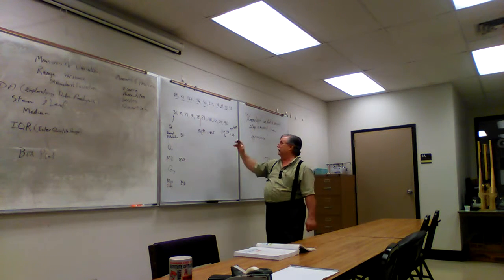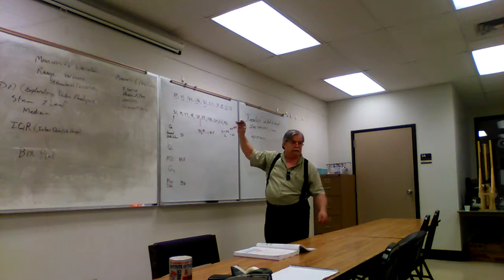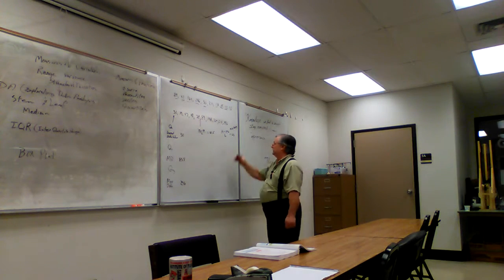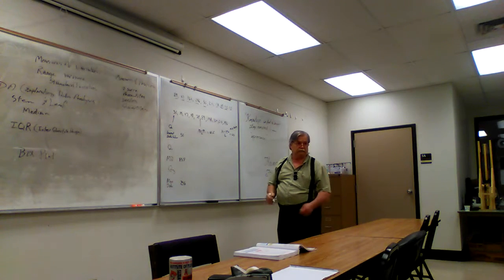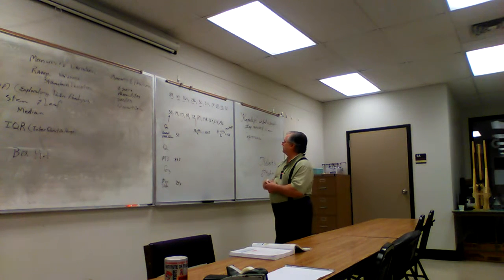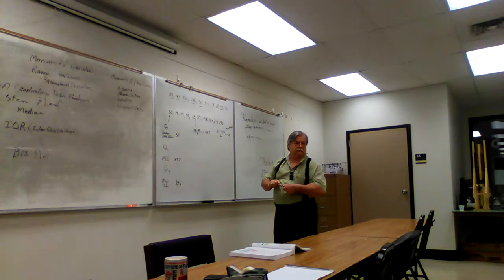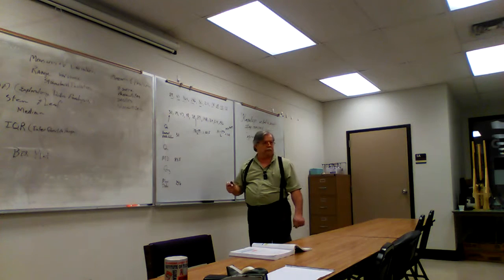Mid-range. Remember, the range is 296 minus 30, 266. The mid-range is the halfway point between those two values. Or would that be 266 divided by 2? That's a good question. We'll have to look that one back up.